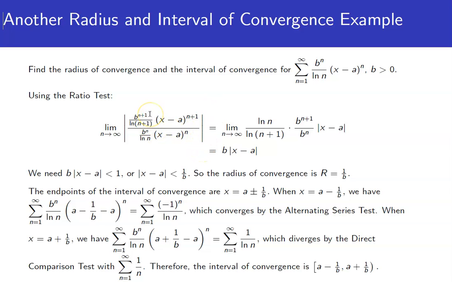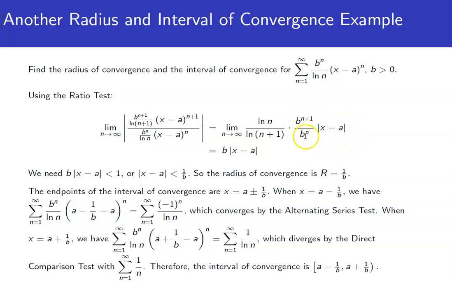We've got b to the n plus 1 on top and b to the n on bottom. That'll simplify to b. We're told that b is positive, so I don't need to worry about absolute value bars there. x minus a to the n plus 1 over x minus a to the n will simplify to just x minus a. And since values for x could be less than a or bigger than a, this certainly will still need the absolute value bars around it.